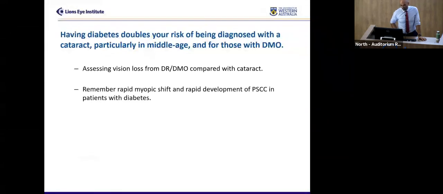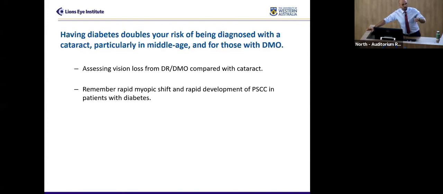Just briefly, we don't need to spend too much time on this, but you're at a higher risk of developing cataract if you have diabetic macular edema or diabetes, okay? PSCC means posterior subcapsular cataract. It's a type of cataract which often comes on more rapidly. So this is another cause of rapid vision loss in a person with diabetes.